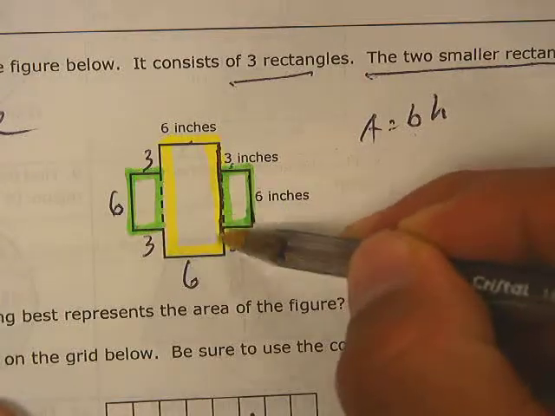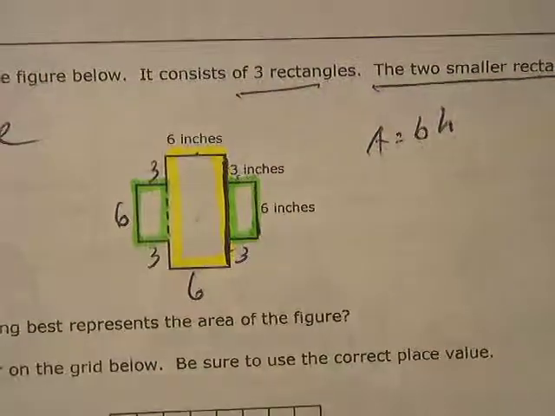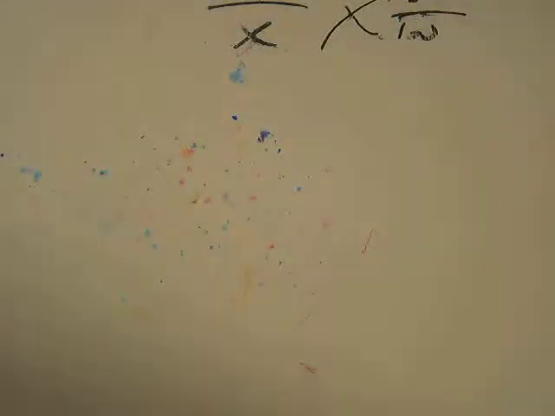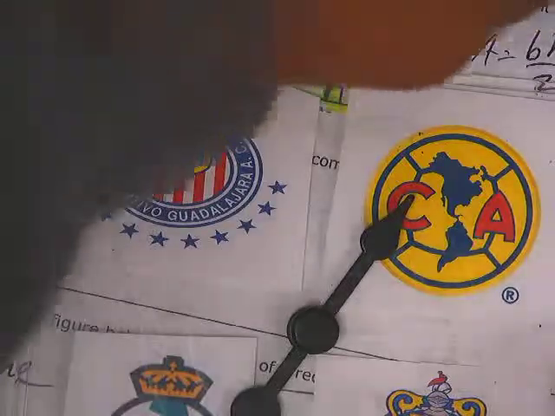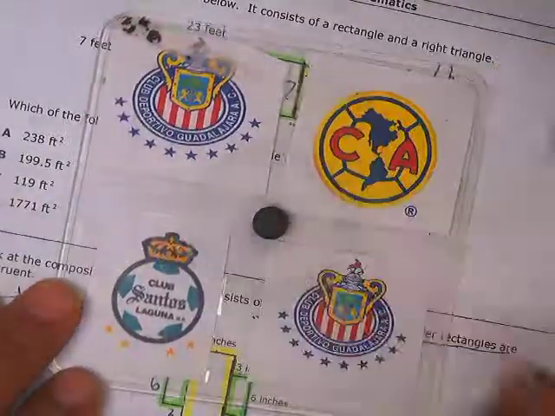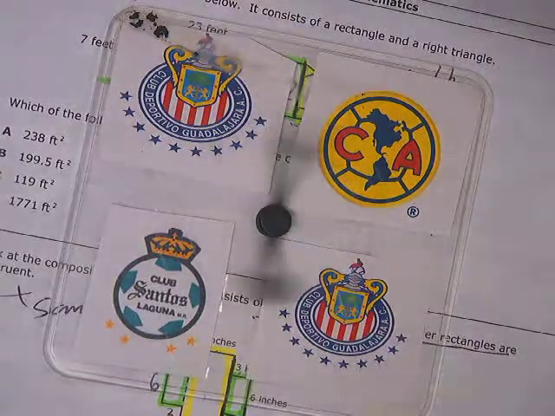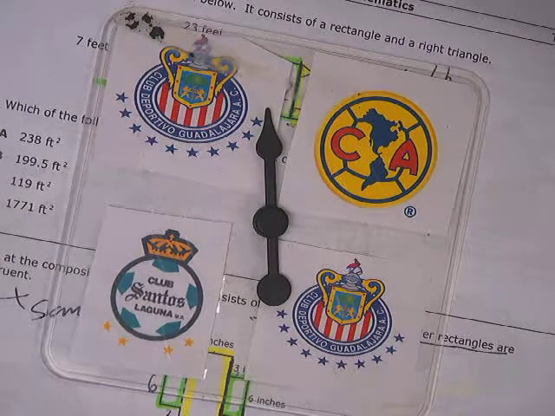And then the big rectangle also base times height. So if this is 6, well, this is also 6. If this is 3 here, that means this is 3. That means this is 3. So think there. Base times height. Base times height. Base times height. You need to know what this measures to get the rectangle in the middle. Hopefully this has helped you.